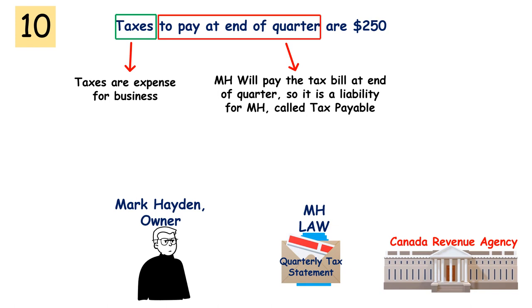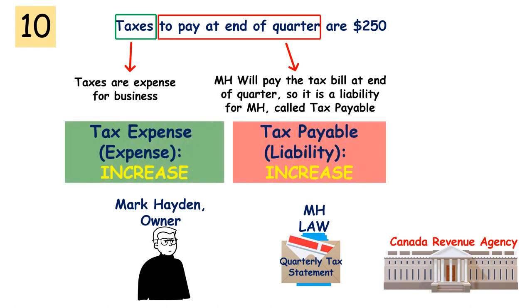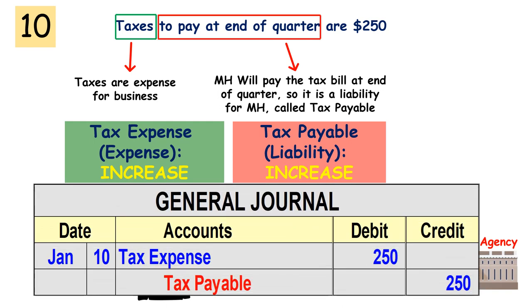So we can either use the word accounts payable, account to pay, but since accounts payable is more for buying from suppliers, and Canada Revenue Agency is not our supplier, we will use the word tax payable instead of accounts payable. So we have expense involved and liability involved. An expense has increased, it will be debited. Liabilities increase, will be credited.